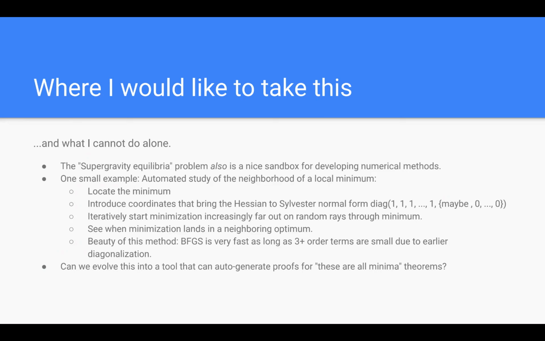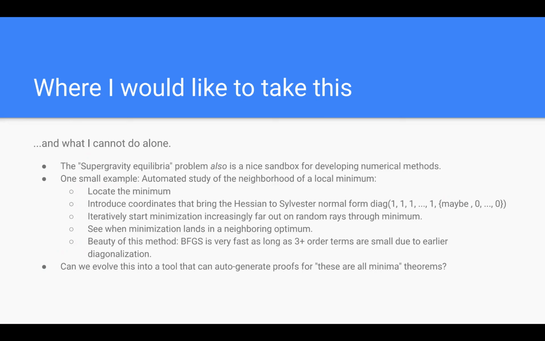First, we locate the minimum. Then we introduce coordinates that bring the Hessian there to Sylvester normal form. And then we look at rays with random direction going outward from that minimum. And we iteratively start minimization increasingly far out along each such ray. And we check how far we can go out before minimization lands in a neighboring optimum.